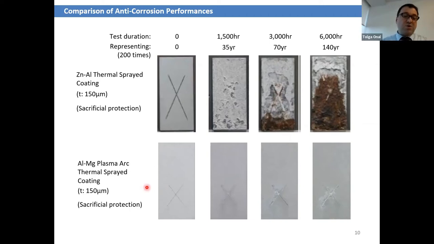In aluminium magnesium plasma thermal spray coating, the cross cut is covered with the coating material, and the coating showed a very stable, good performance during the whole test, representing 140 years. And no rust was observed.